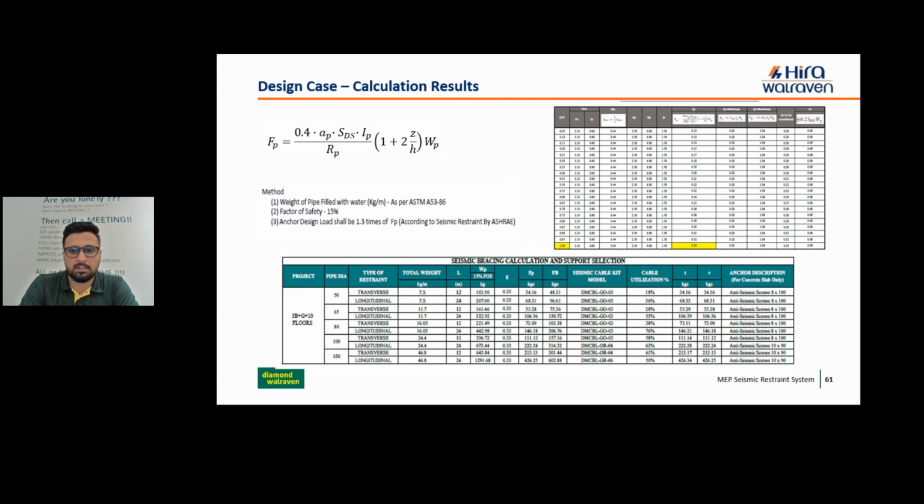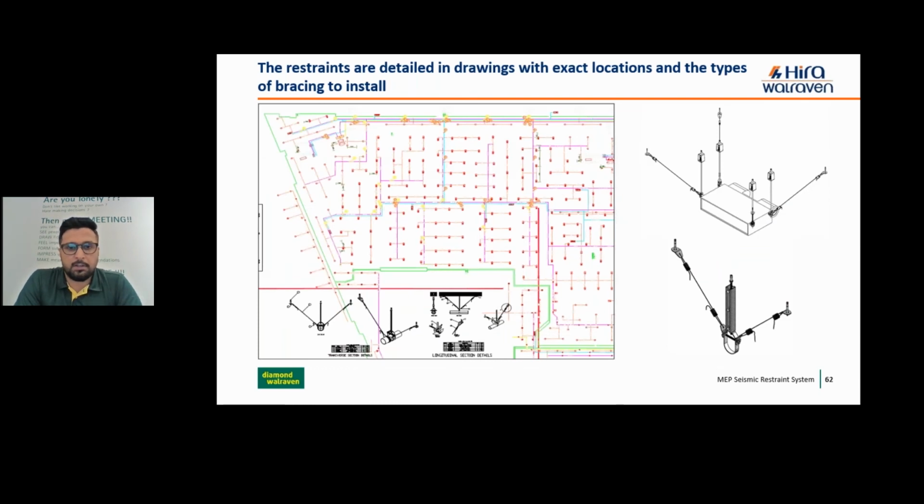Based on the seismic force, we recommend our products having the required load carrying capacity in different ranges, and at the end it shows the cable utilization, as we are using cable kits here. We also show tension and shear forces for anchors, and then the anchor description. We are not only doing calculations, we are also doing markup drawings to create the support locations and providing typical details of each support, so contractors can easily follow our drawings to install and locate the supports.